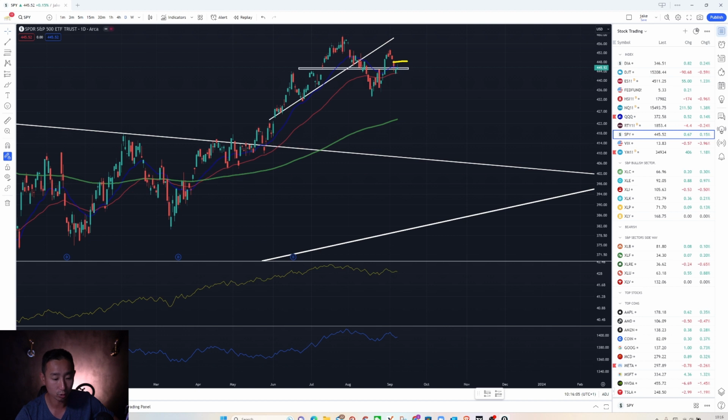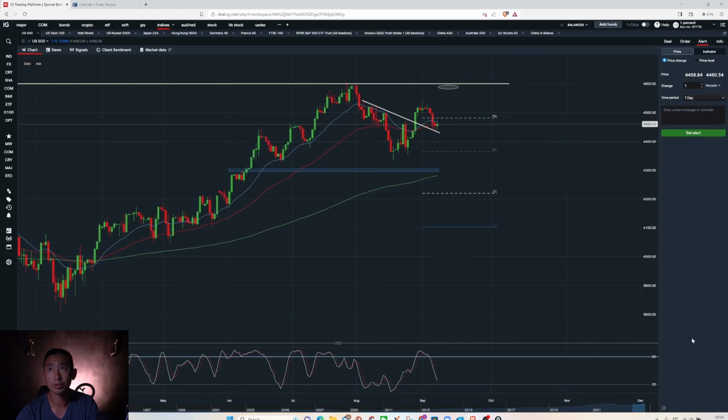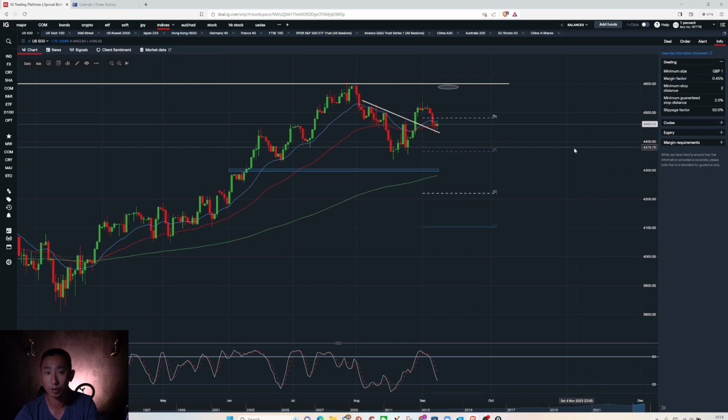But now let me go to my trading chart from IG, my trading platform, to show you what my plans are. Okay, so this is the S&P 500 chart from my trading platform, IG. I do like using them because it's low spread and also very easy to operate, with many things to trade.